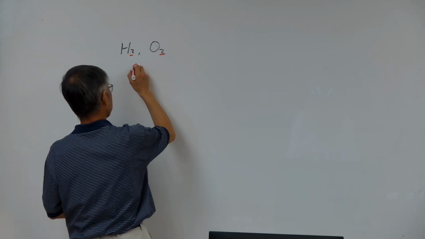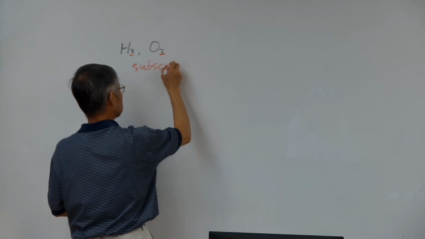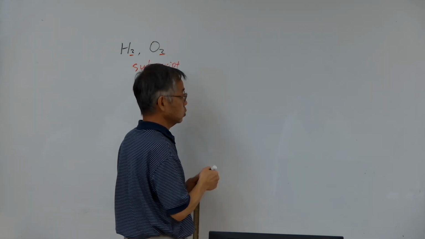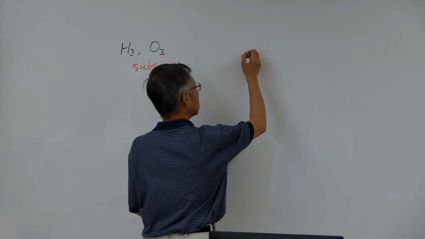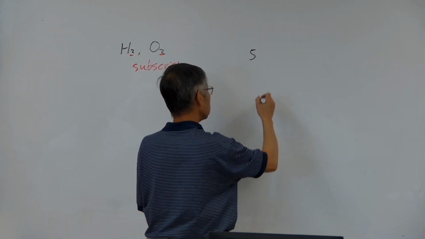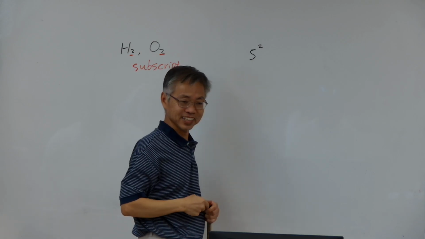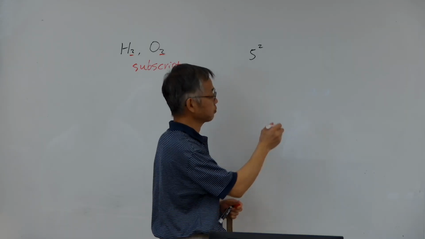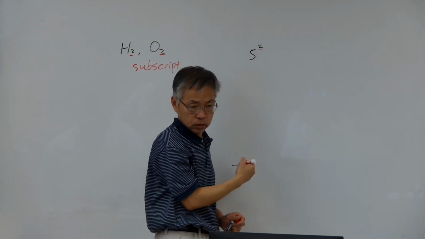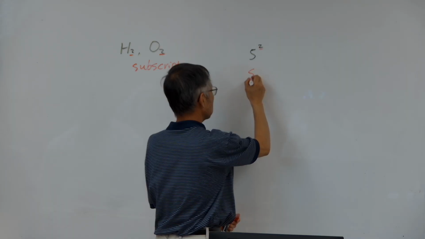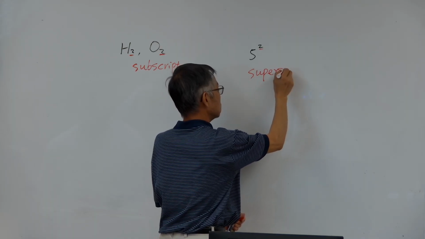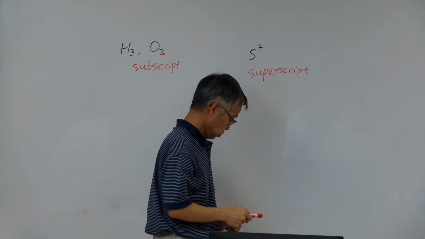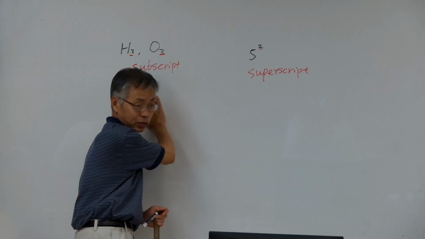In the lower corner we call it subscript. In math, we have another format, right? What does this mean? 5 to the second power, right? This 2 is in the upper corner, which we call superscript. This is math, this is chemistry.